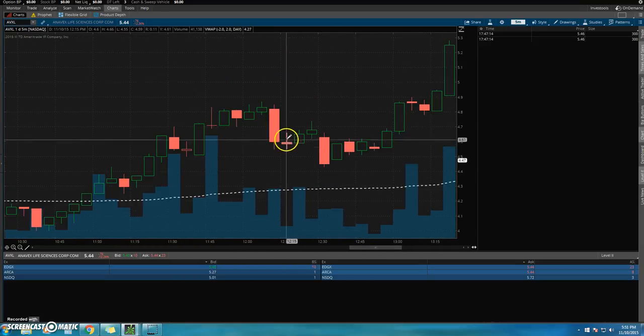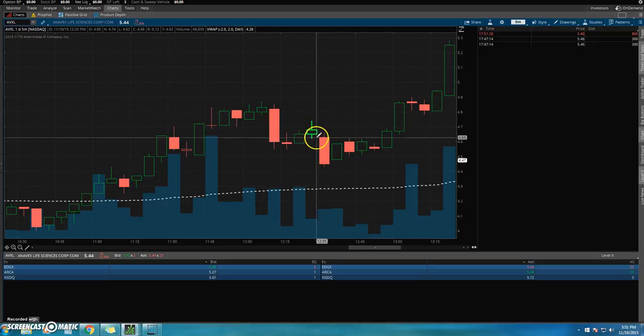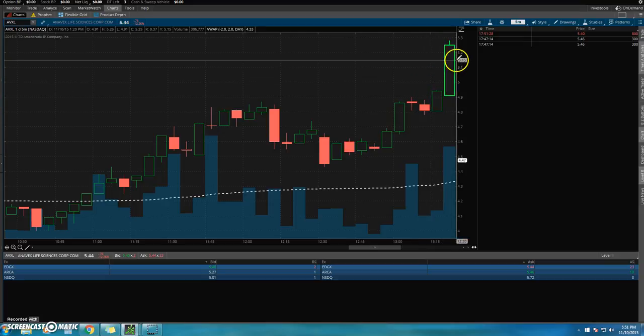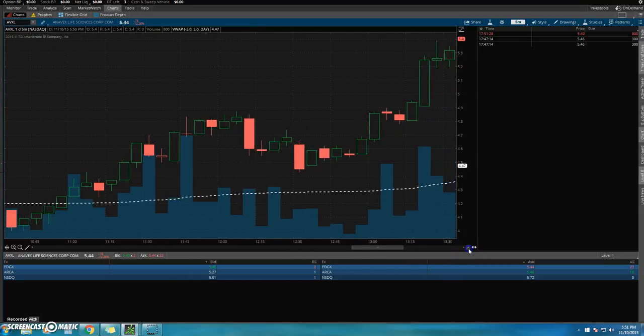And as another example, here's another spot that you could have got in after that. Of course, after this, I really didn't pay attention to it after I booked my profits. But then again, it just shows the power of the VWAP. Here it is basing above the VWAP again, and then once it breaks that base, it just keeps going higher and higher.